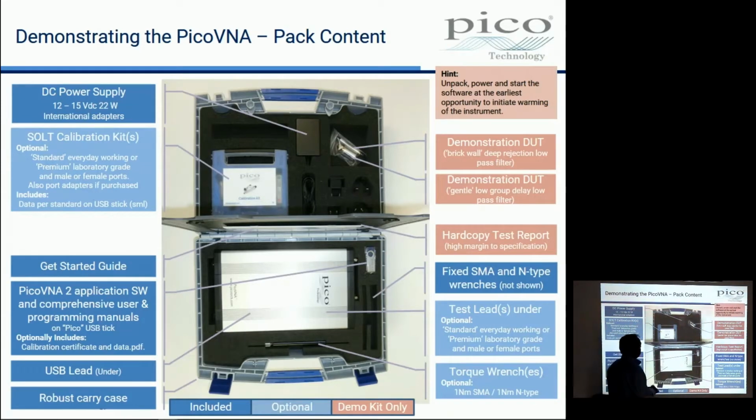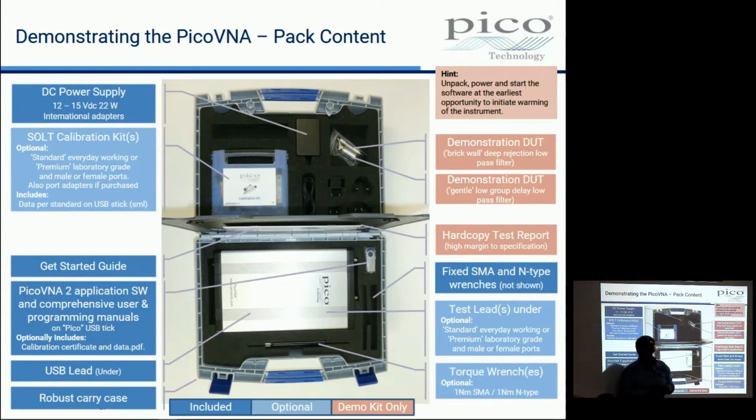There's a couple of items up here that are demonstration kit only. There are two low-pass filters. One, the long thin one, I'm going to call my brick wall demo filter. It's as sharp as you like and kills frequencies above a gigahertz, something rotten. And then the fatter one is a much more gentle low group delay filter, and we'll see the importance of having the two to enable you to demonstrate the product. So you get those, the customer doesn't get those.